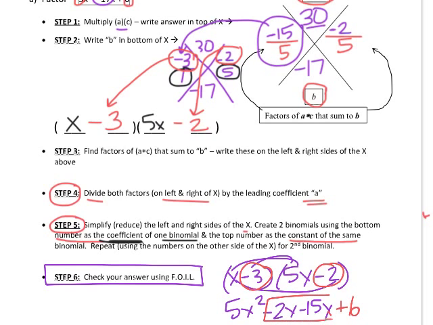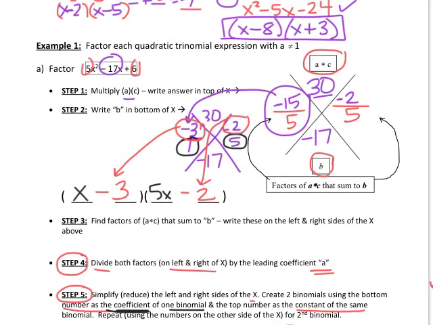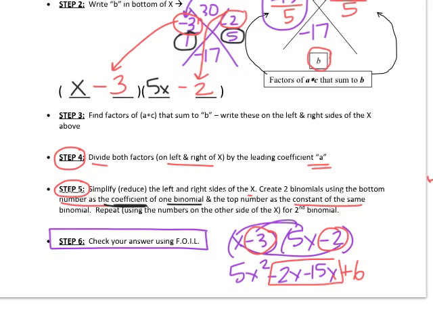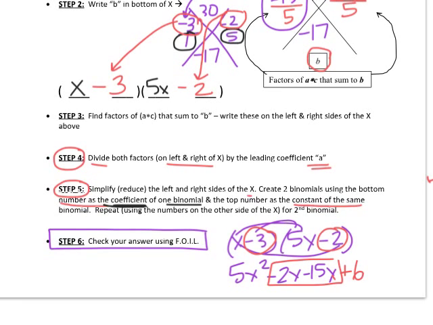These two terms right here combine, and those will end up being negative 17x. And I'm just taking a peek right now to see what my original expression was, and it looks to me like we've got it. Okay, so that means then that we did good work and we actually got the two binomials that factor that original trinomial.